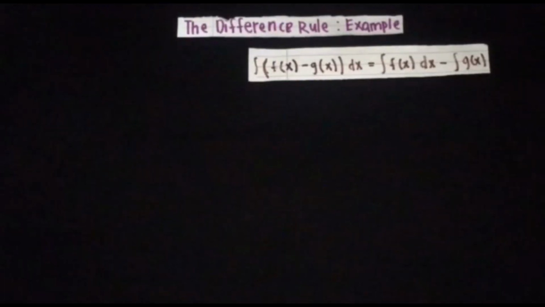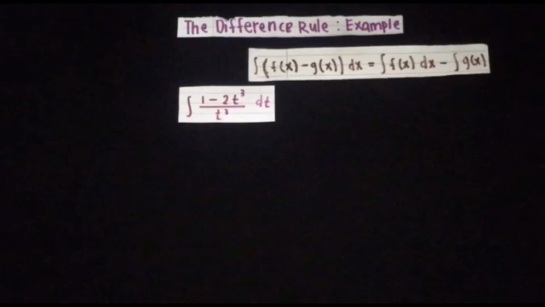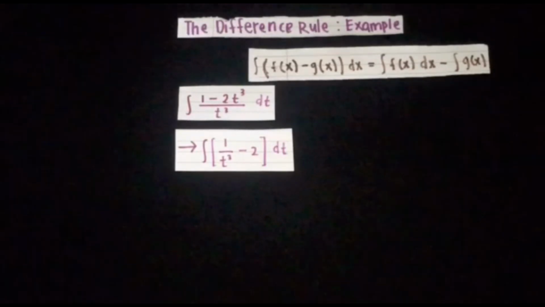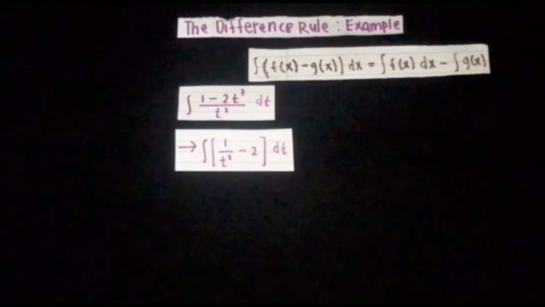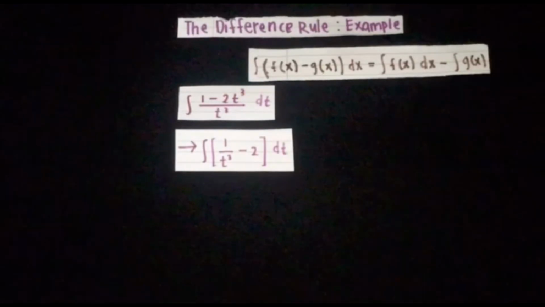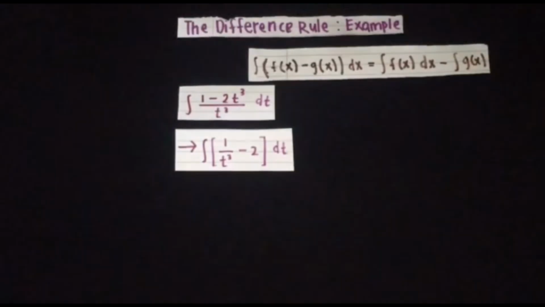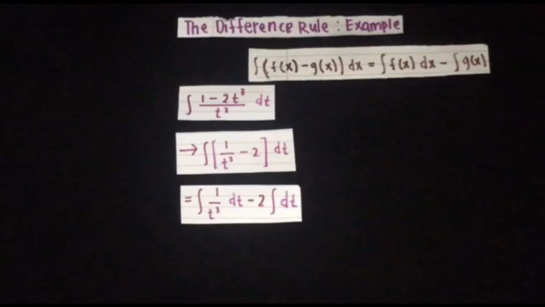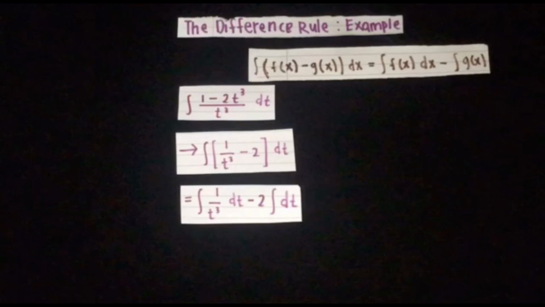The next example question is for the difference rule from exercise 5.2, question 20. The question asks to integrate 1 minus 2t to the power of 3 divided by t to the power of 3 dt. For this kind of question, to make it easier, we just divide the numerator by the denominator, which is t to the power of 3. So it will be integrate 1 over t to the power of 3 minus 2 dt. Thus, we get an easier version of the question to integrate.